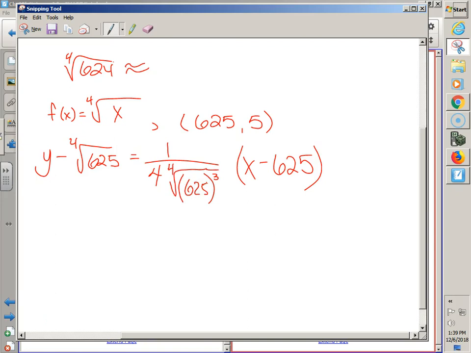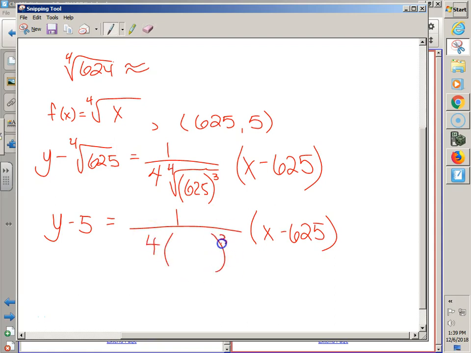Why does it make it better? Because I know him. Y minus 5, because of course I know him, 625. And how on earth are we supposed to know him? Because we know 4. That's easy. And don't we know what the fourth root of 625 is that we could then cube?